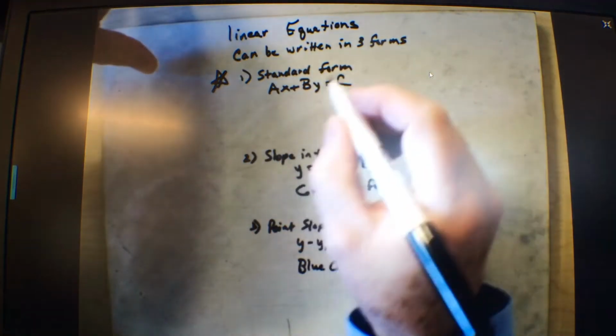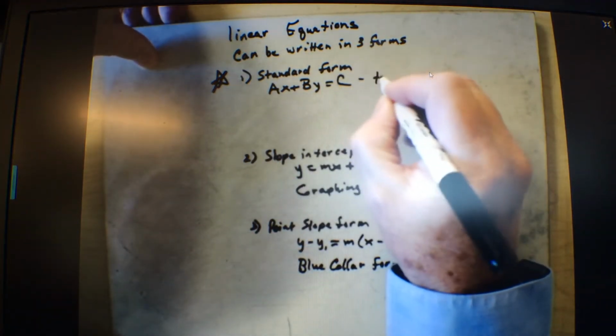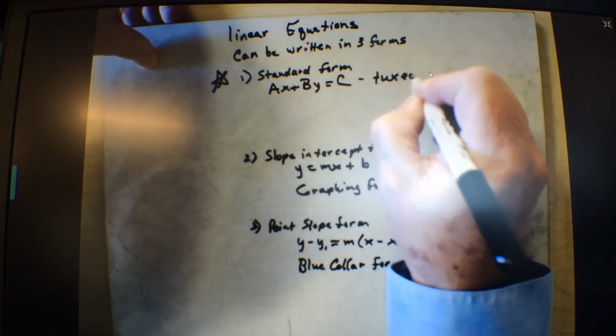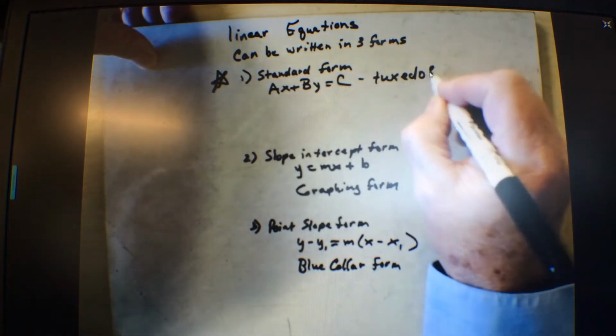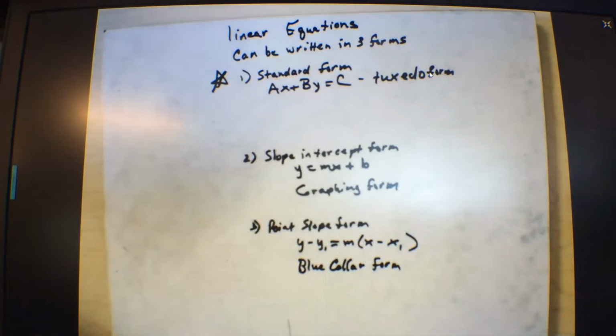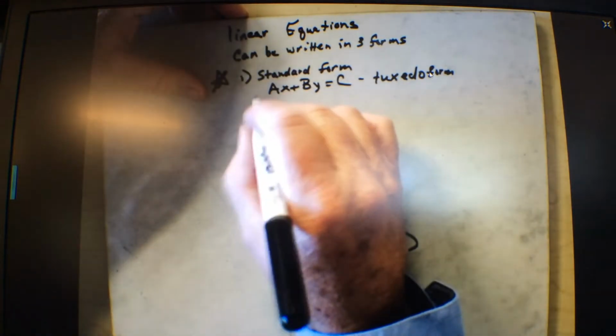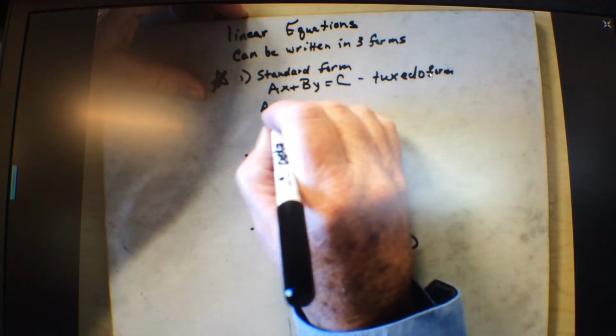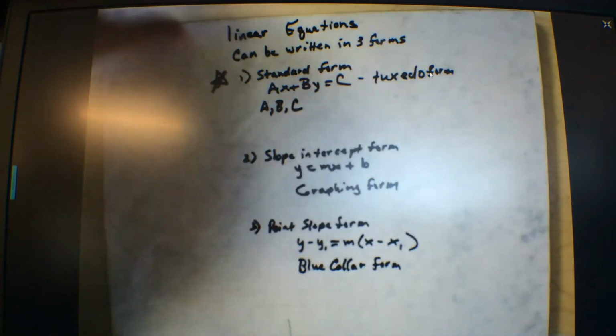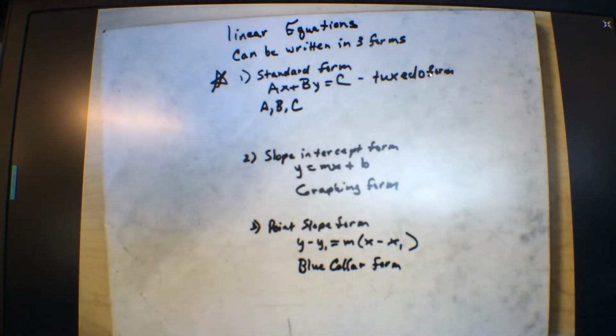Okay? All right, the standard form, it also has a name. I call it the tuxedo form. Why do I call it the tuxedo form? Because it looks nice, but it really doesn't provide any kind of thing for us. But we are going to talk about it today. All right? Now let me talk about A, B, and C. Capital A, capital B, and capital C. Do you notice that I've emphasized capital?